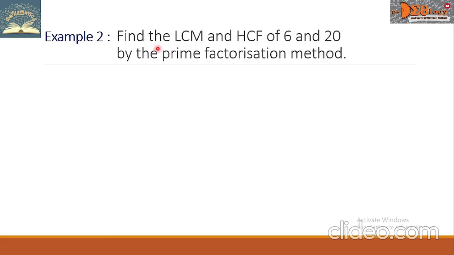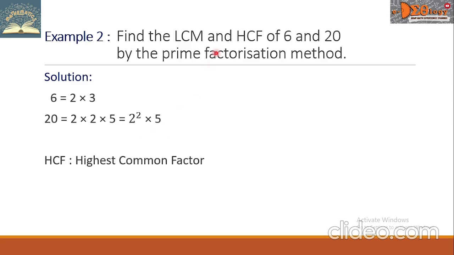Example 2. Find the LCM and HCF of 6 and 20 by the prime factorization method. Let us write the two numbers 6 and 20. Then we factorize by prime factors. For number 6, we have 2 times 3. For number 20, we have 2 times 2 times 5. We combine the 2 and 2 using powers. We have now 2 squared times 5.